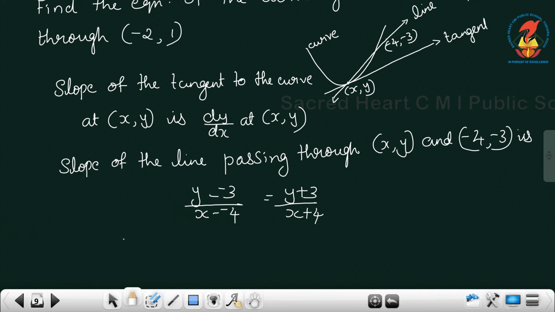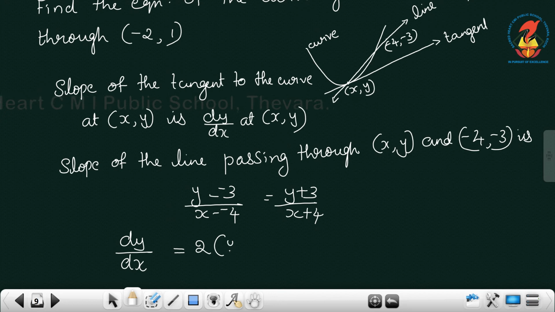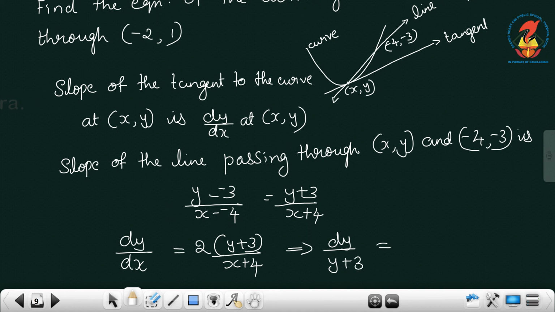Slope of the tangent is dy by dx. The point we can't give since the equation of the curve is not given, that we have to find. So, just write dy by dx equal to 2 times y plus 3 by x plus 4, or dy by y plus 3. Is it correct? We have to find the equation. For that we have to integrate.